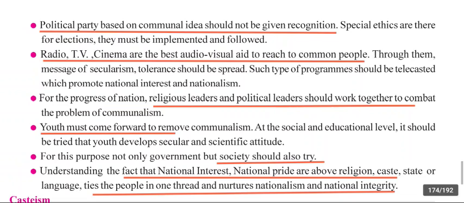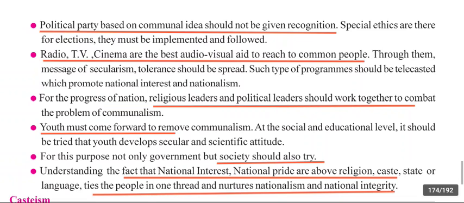Youth must come forward to remove communalism. At the social and educational level, it should be tried that youth develop a secular and scientific attitude. Only the government should not be involved in the removal of communalism. Even the society, you, me, all of us should try to remove this communalist mentality.